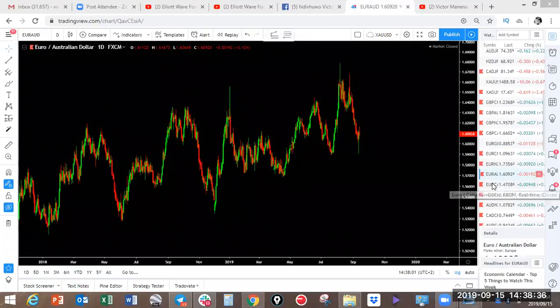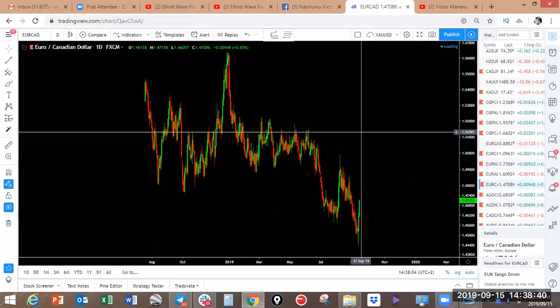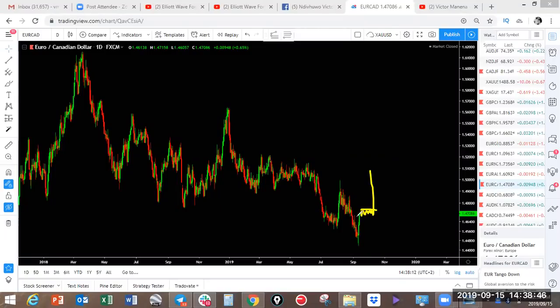Those are the Euro pairs, EURAUD, EURCAD. Clear pulsing move, done with the downside. We're looking to resume the move higher. So this is supporting the strong move on EURAUD, Euro New Zealand, Euro US dollar as well.